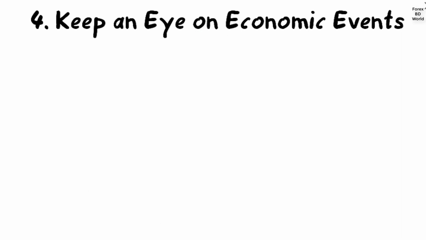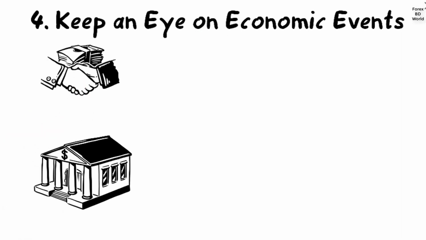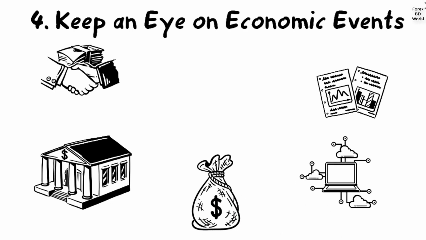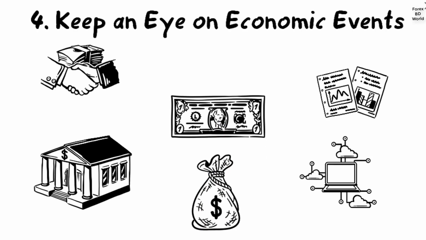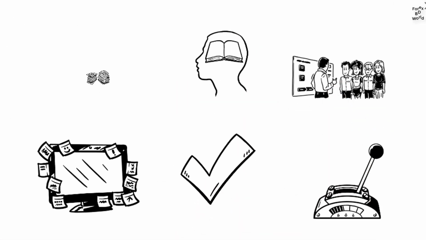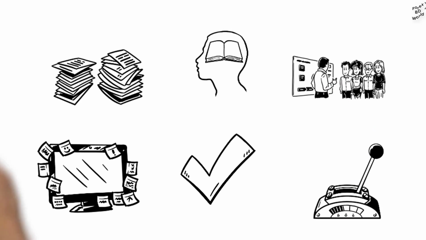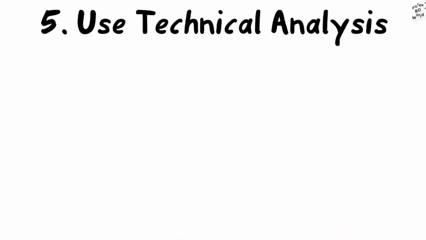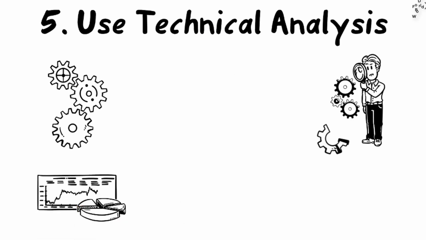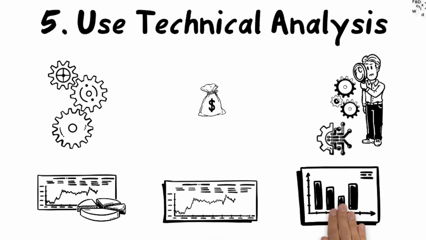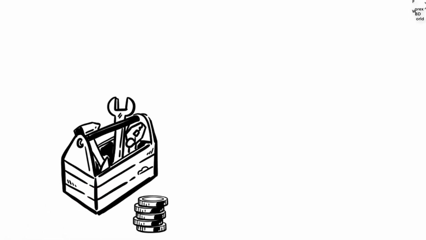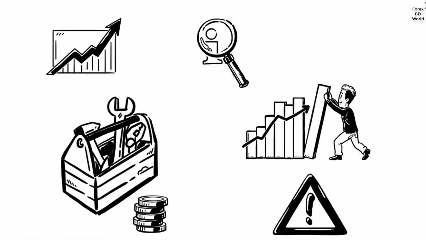4. Keep an eye on economic events. Economic events such as central bank announcements, GDP reports, and employment data can significantly impact currency prices. It is essential to stay informed about these events and adjust your trading strategy accordingly. 5. Use technical analysis. Technical analysis involves using charts and other technical indicators to analyze past price movements and forecast future price trends. It can be a valuable tool in identifying potential risks and opportunities.